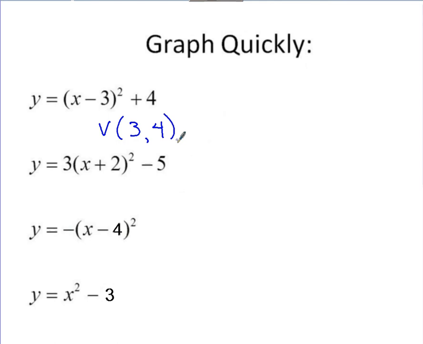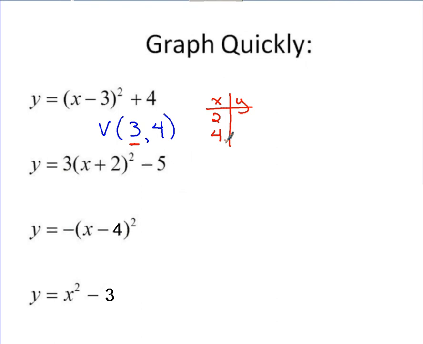Now, in addition to finding the vertex, let's find a couple of quick points here, some symmetrical points I can graph with. We talked about choosing values for x that surround the x-coordinate at the vertex. If I choose a value that is, say, 1 less and 1 greater, I'd choose 2 and 4.